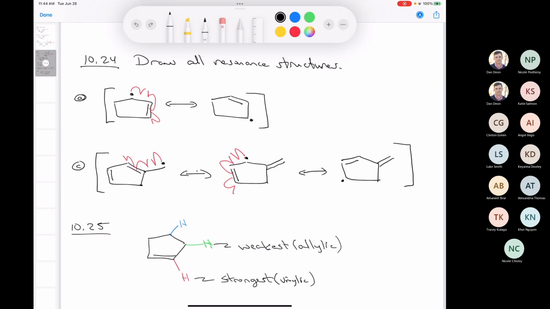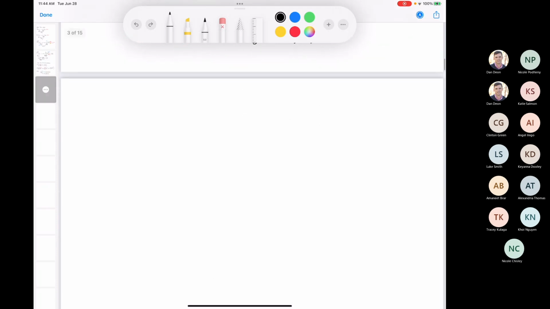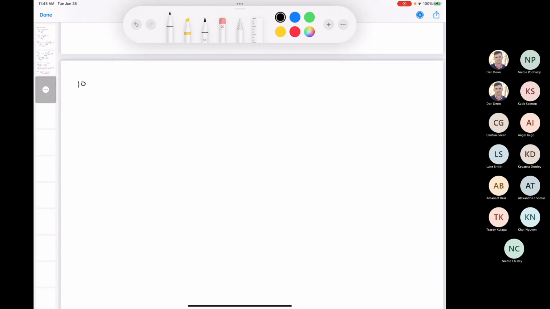The next question I wanted to take a look at is kind of a weird question. It takes a little bit of scratch paper to solve this one. It's question 10.26, and it says compound A has a formula that is C5H12. Okay, it says it undergoes monochlorination to form 4 constitutional isomers. So it goes monochlorination, and you get 4 constitutional isomers. So what is the structure of A?